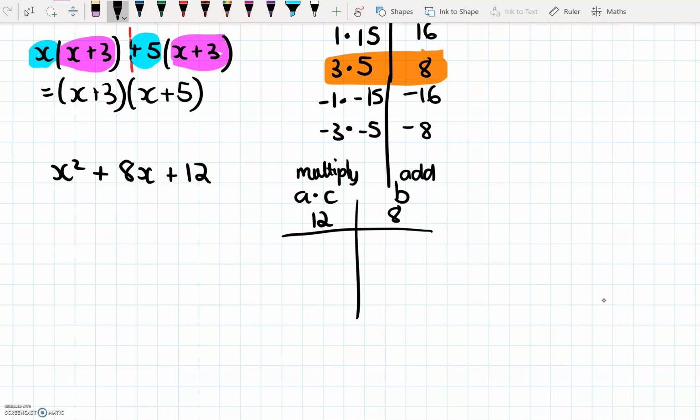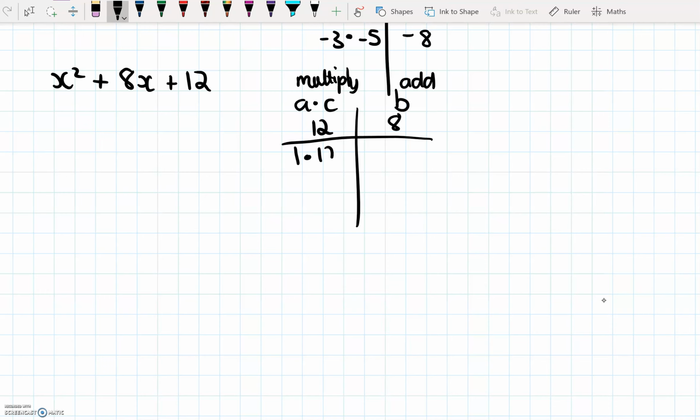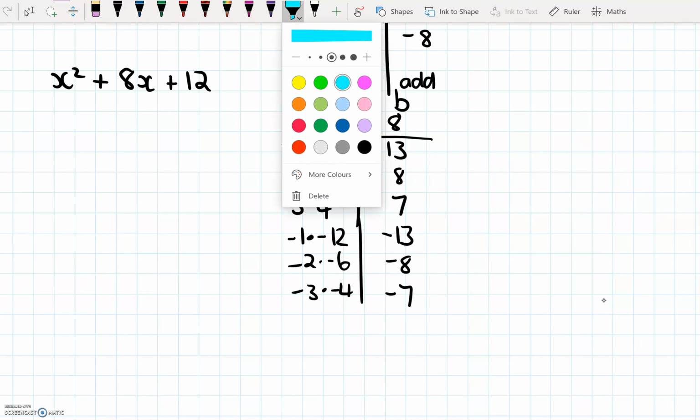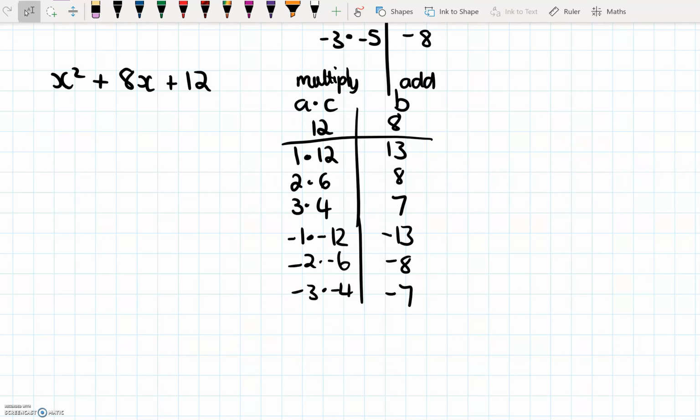So numbers that multiply to give 12, there's quite a big list here. We have 1 times 12, always include that one because a lot of people forget about 1. We have 2 times 6, 3 times 4. Then we have the negatives, minus 1 times minus 12, minus 2 times minus 6, minus 3 times minus 4. Okay, add them together. 1 plus 12 is 13, 2 plus 6 is 8, 3 plus 4 is 7, minus 13, minus 8, minus 7. You'll notice the minuses are all exactly the same numbers. And you will see again that we were looking for adds to 8, so we're looking for these numbers here.